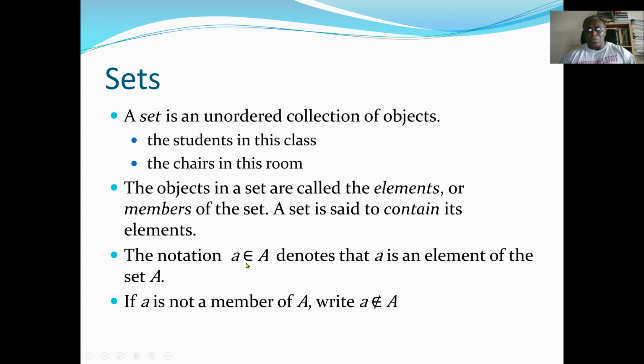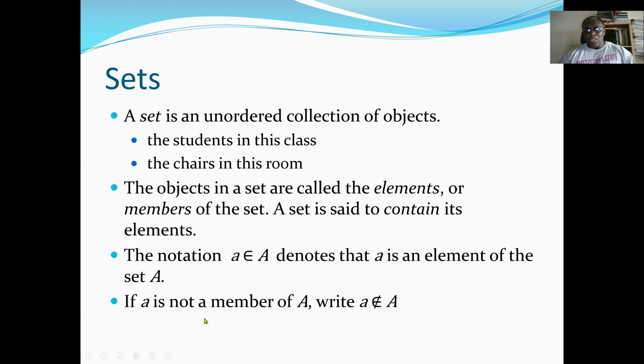Now the notation here: we say lowercase a belongs to uppercase A. Always the lowercase will be the elements of the set, and the uppercase will be the name of the set. So we can read this as lowercase a, that is the element, belongs to set uppercase A. Or we can say it's a member of uppercase A. So this notation means lowercase a is an element that belongs to, or is a member of, the uppercase A set.